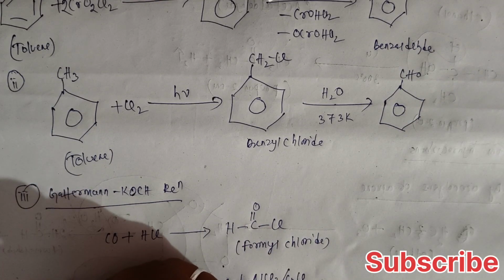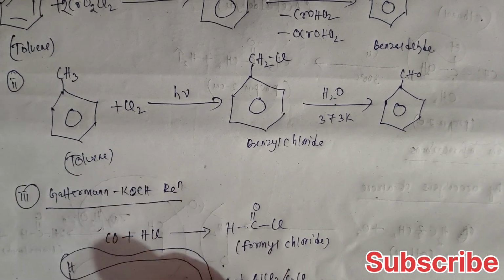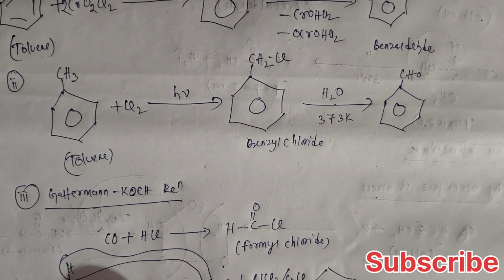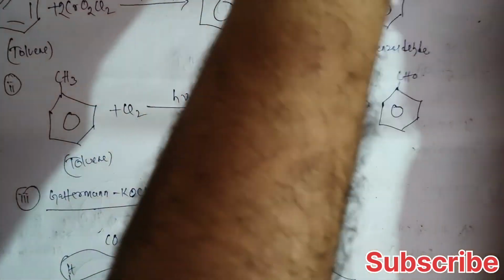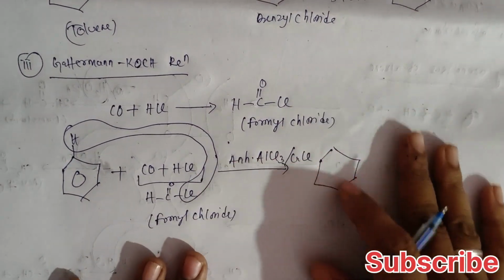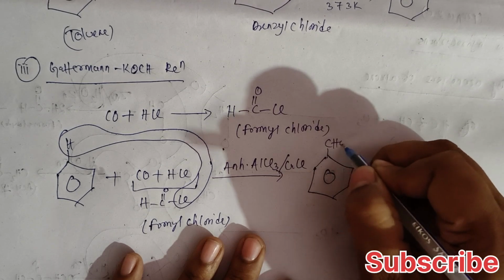What will happen here? H and Cl will be removed, and the highly reactive formyl chloride will be attached to, will react with benzene. When it reacts with benzene, it will get directly converted into CHO.